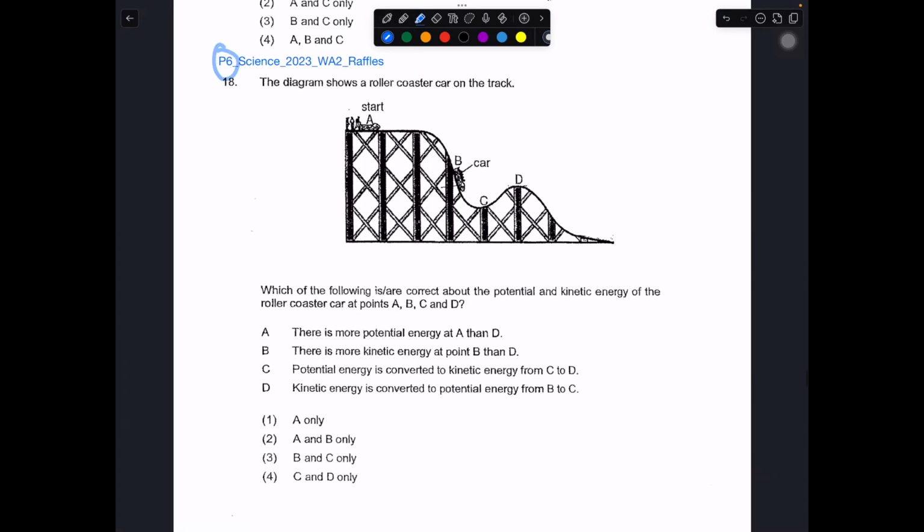So today I'm going through the P6 Science 2023 WA Raffles Girls School paper. This is question number 18 on the MCQ. The diagram shows a roller coaster car on a track. At first, I'll probably assume that the car is stationary.